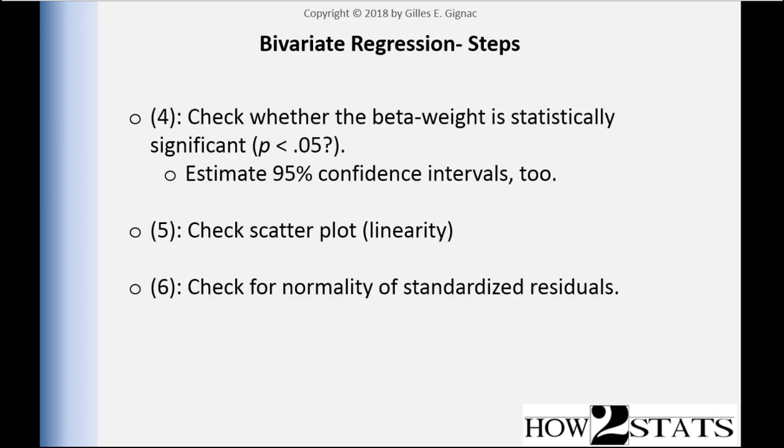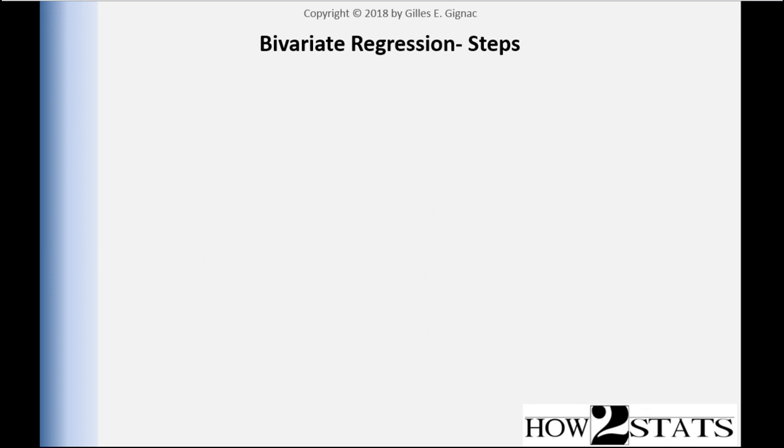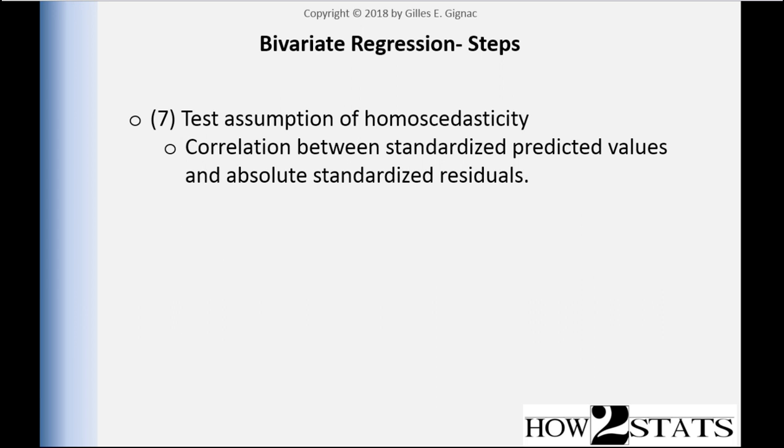Check for normality of standardized residuals. I mentioned that already in the textbook, that there's a way of looking for that. And you should always look for some level of normality and that you don't have any outlying standardized residuals. And then you can test the assumption of homoscedasticity. And I provided at least 2 tests to evaluate homoscedasticity. And one that I kind of like because it's so simple, straightforward, and intuitive is the correlation between the standardized predicted values and the absolute standardized residuals.